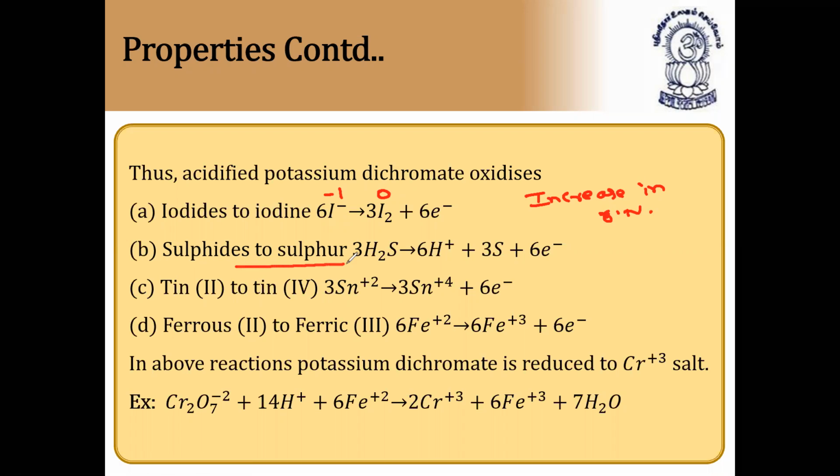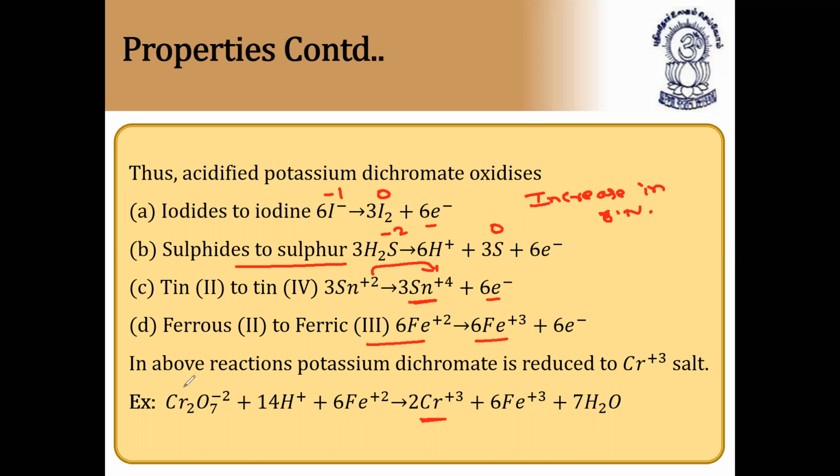Similarly, sulfides to sulfur. Sulfide is -2, and sulfur is 0. So acidified potassium dichromate oxidizes iodides to iodine, sulfides to sulfur, and tin, Sn plus 2 to Sn plus 4. So there is an increase in oxidation number, again it's oxidation. And everywhere 6 electrons is common. And ferrous to ferric ions, so Fe plus 2 to Fe plus 3, an increase in oxidation state. In all these reactions, potassium dichromate is reduced to 2 chromium plus 3.